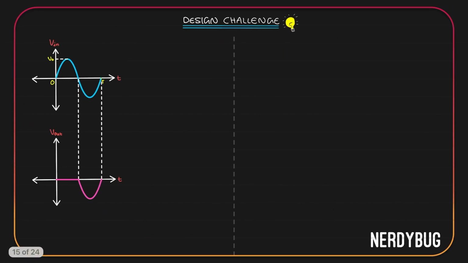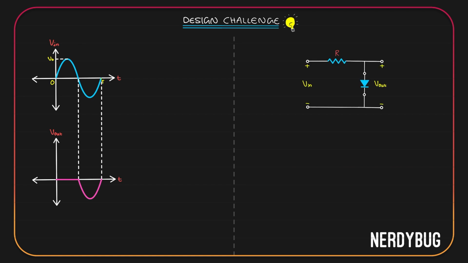Let us see the next challenge. Again, I have the same sinusoidal waveform as the input. At the output, I want to clip the positive half cycle and keep the negative half cycle. This is pretty simple. All we have to do is change the directions of the diode. This will be our circuit.